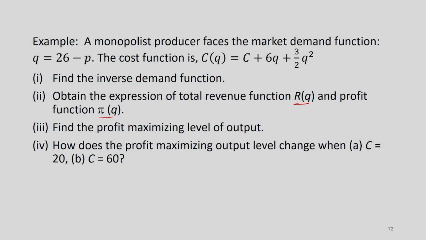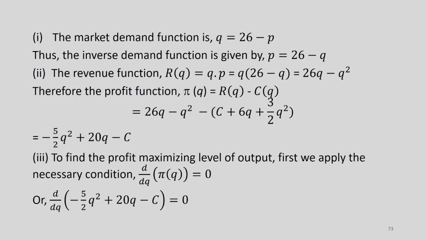Okay, the first three parts should not be difficult. The last part could be a little bit tricky. We have to look into that. So, first we have to find out the inverse demand function. The demand function is given, Q is equal to 26 minus P. We have to find P as a function of Q, that is the inverse demand function.